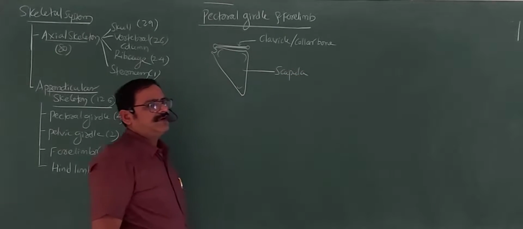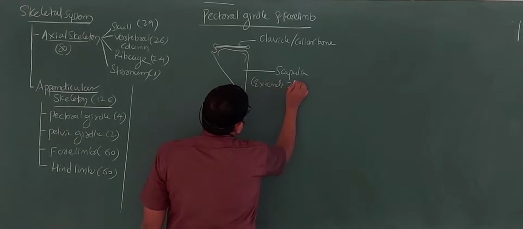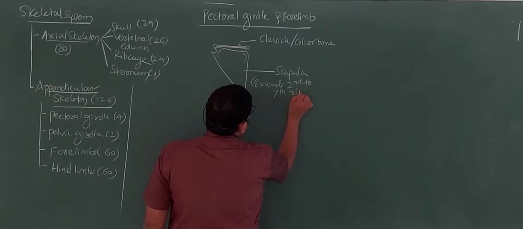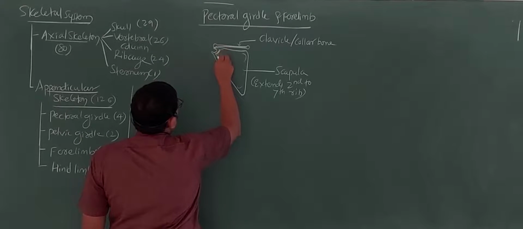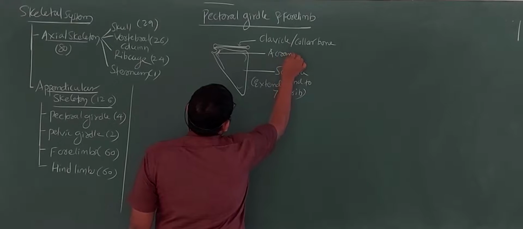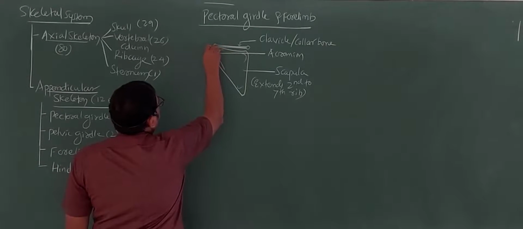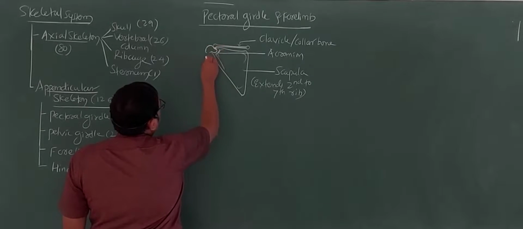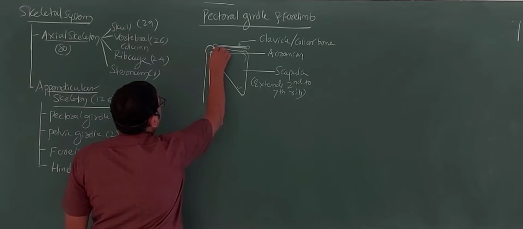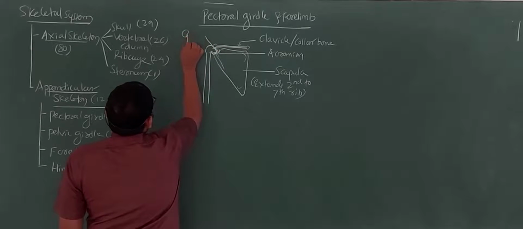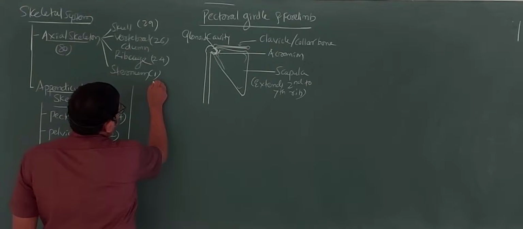The scapula is one of the bones of the pectoral girdle, which extends from the 2nd to the 7th rib. It is triangular by nature, and it has an elevated part called the acromion. Then it has a cavity that fits the head of the arm bone, the humerus. The humerus-holding cavity is called the glenoid cavity. The bone of the arm is called the humerus.